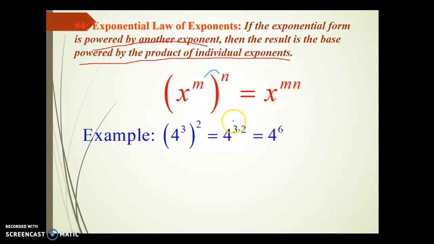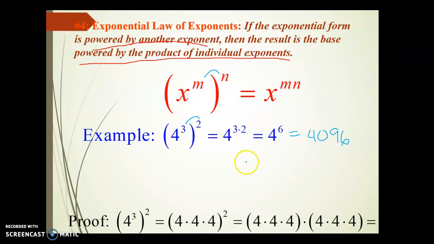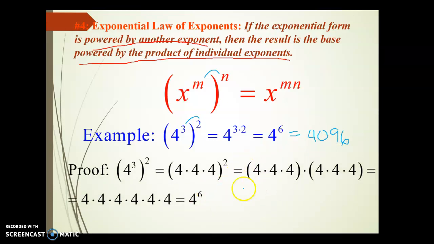Okay? For example, 4 cubed raised to 2. 4 to the 3 times 2, right? You just multiply. So that becomes 3 times 2, which is 4 to the power of 6. Now, take note, this is not yet the final answer, right? Remember, the final answer must be 4096, right? So here's the proof.